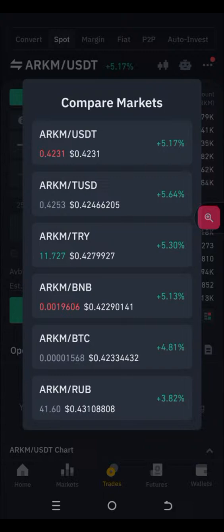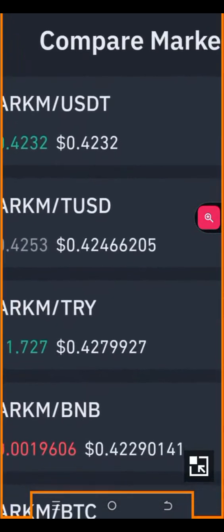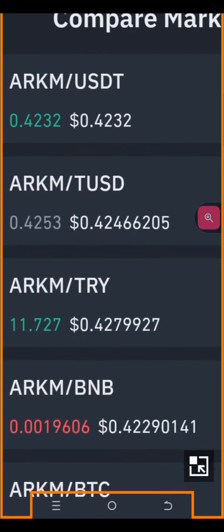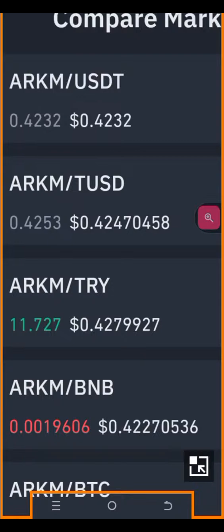Now let's look at this ARKM coin, which is 42 cents. Let me enlarge this so that we can see it better. Some of us may have had our currency denominated in our country's currency when we joined Binance. You can always go to settings to change to USD. That's how I like to look at the price. I'm in Nigeria, but I don't want to see it in naira. I always like to see it in USDT or USD, so it makes everything easy for me to see.